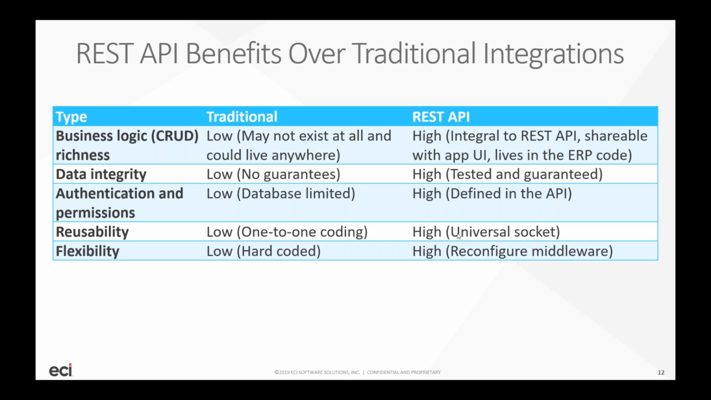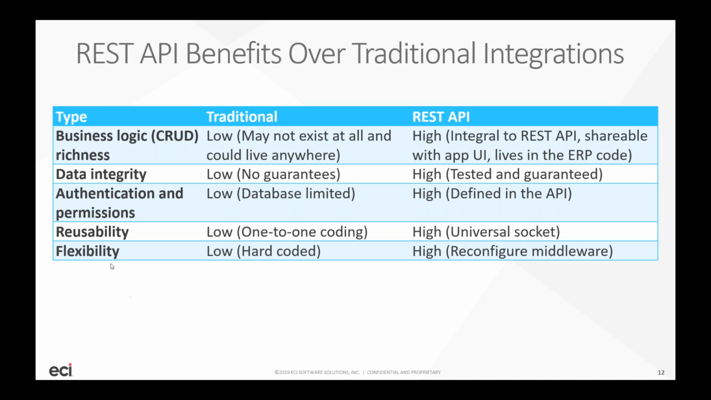Whereas with a REST API, you have now essentially built a universal socket. And so you have middleware, let's say it's KnowledgeSync. So that's what we're looking at here, being able to connect software like that, and any modifications you need to make you are able to do in KnowledgeSync, and you don't have to worry about making changes in the REST API.